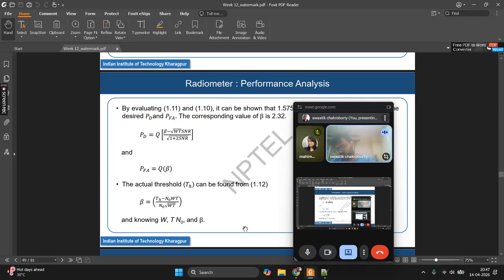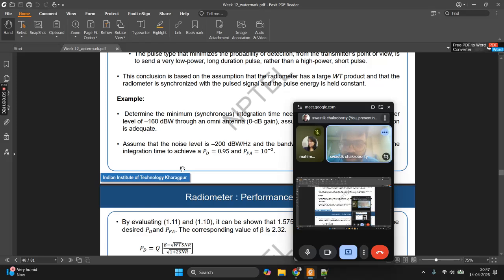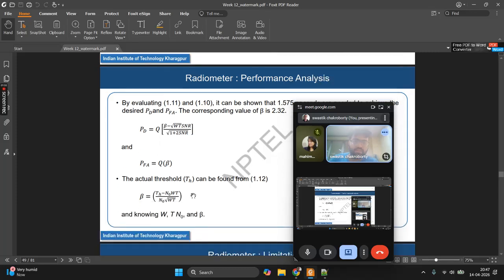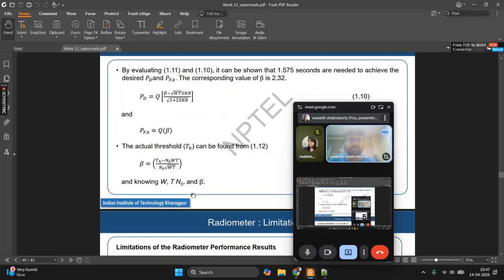Now beta is WT, where W is the bandwidth of transmission and T is the integration time. So T will be beta by W, 2.31 by W. The bandwidth is 10 megahertz, so 10 into 10 to the power 6. So 2.31 by 10 is 0.231 into 10 to the power minus 6. So 0.231 microseconds. Am I doing something wrong? Okay.